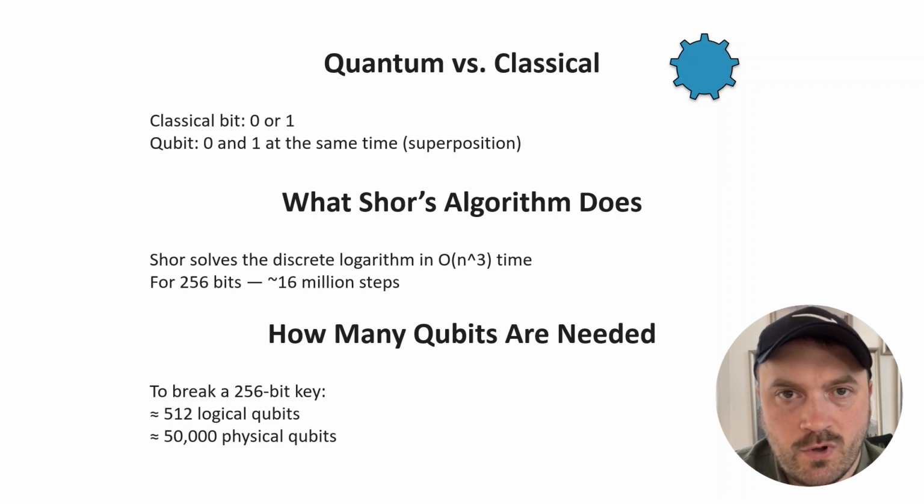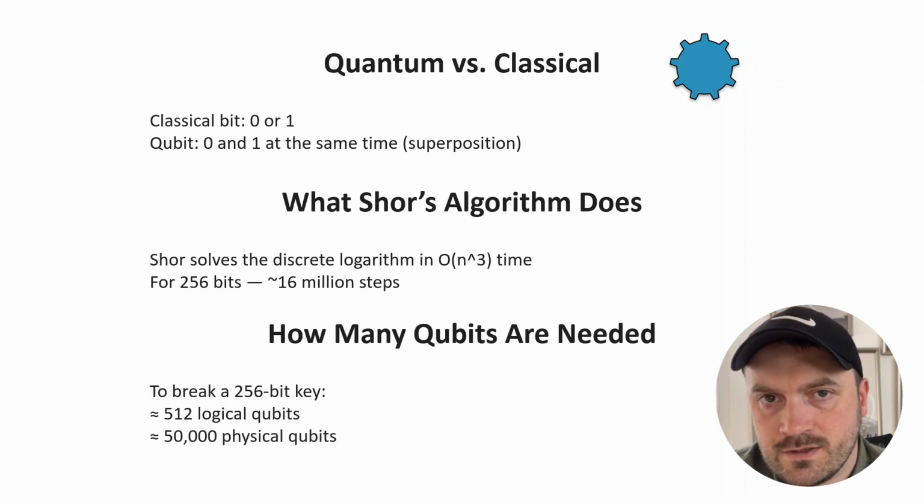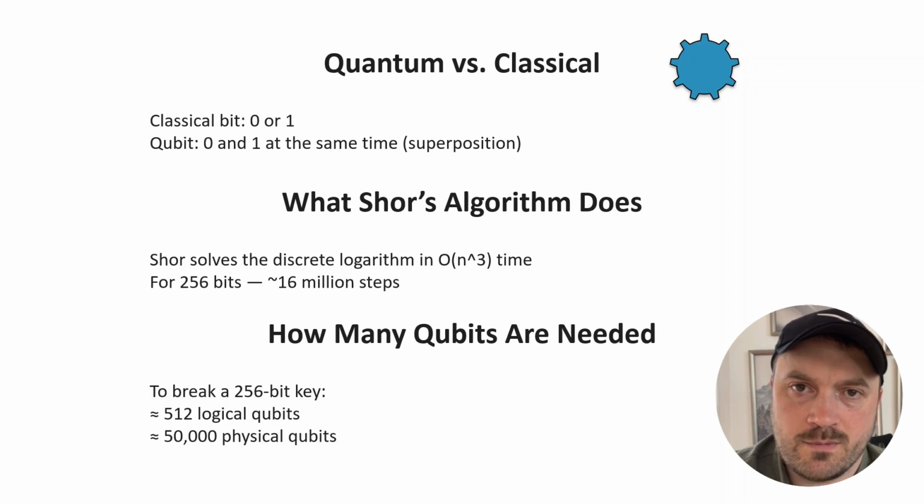A simple example. To check 1 million options on a classical computer, you need 1 million steps. A quantum computer needs only one round. It checks all at once and outputs a probability that the correct answer will be found faster.